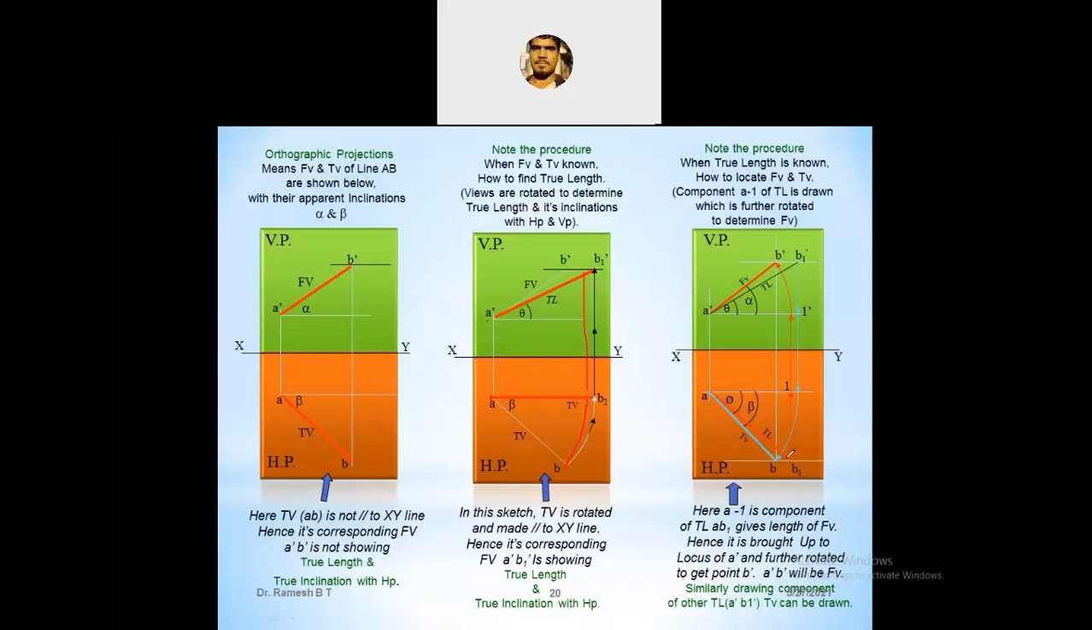From this, you are going to get the apparent length. So true length to apparent length: true length, then project, then cut the arc. We'll get the apparent length.